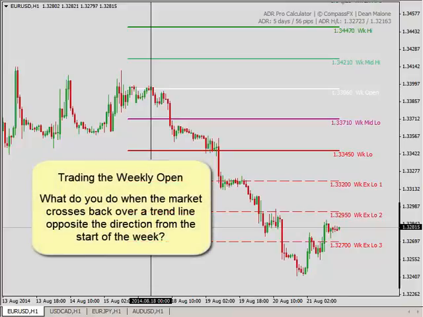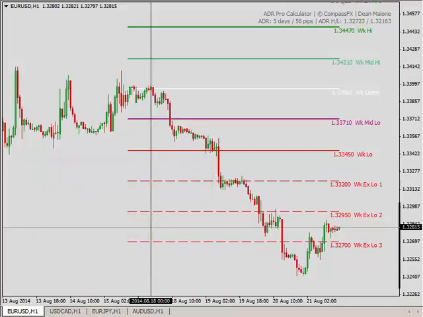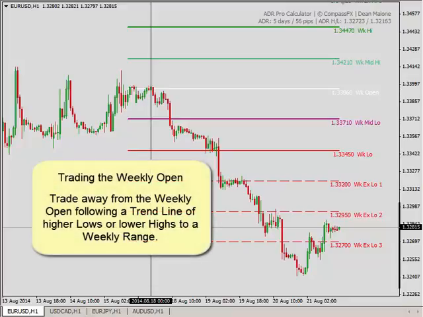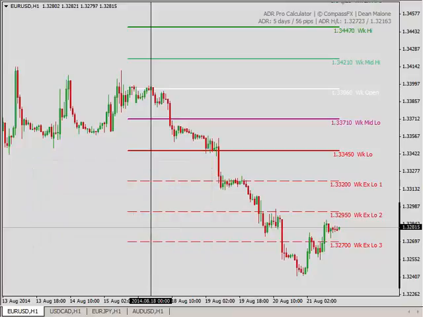One of the questions has been, what do you do when the market crosses back over a trend line opposite of where it started at the beginning of the week? In that case, sometimes the market will play back towards the weekly open. Again, what we're looking for in this technique is to trade away from the weekly open and looking to see if the market's going to follow a trend line based upon higher lows or lower highs. So let's take a look at the euro dollar, go back over this and answer some of the questions along the way that I've received.